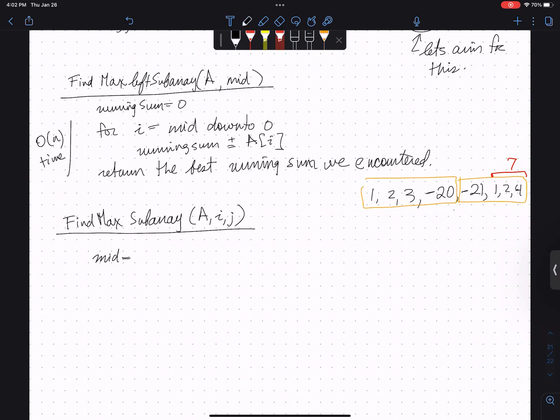Now we need the midpoint between i and j. This is just i plus j over 2, and we'll do a floor in case that's not an even number. So this is just the average of i and j. If it's 1 and n, then it is the middle position n over 2. If it's somewhere else, it's just the middle position between i and j.